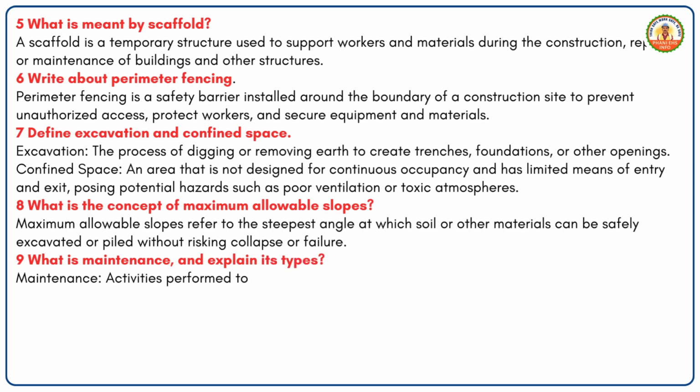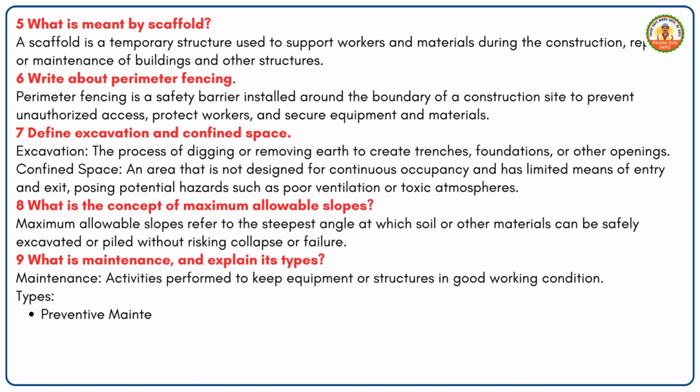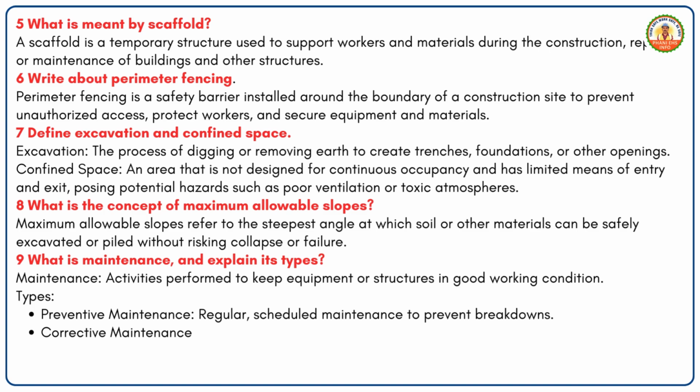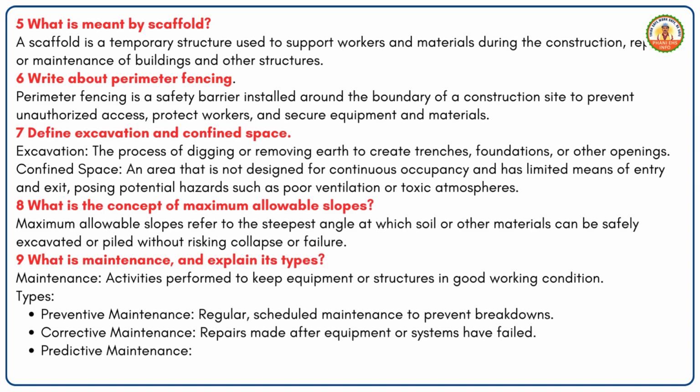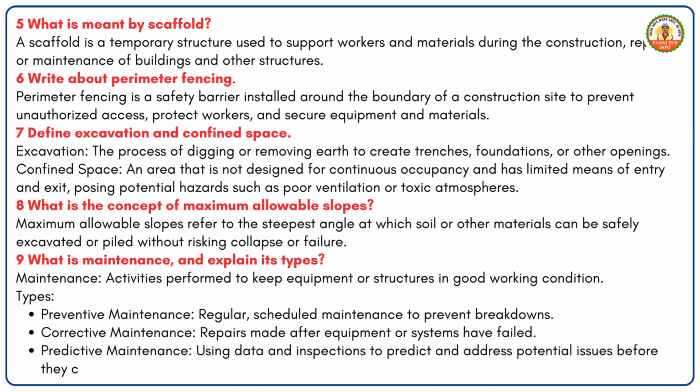Maintenance: activities performed to keep equipment or structures in good working condition. Types. Preventive maintenance: regular, scheduled maintenance to prevent breakdowns. Corrective maintenance: repairs made after equipment or systems have failed. Predictive maintenance: using data and inspections to predict and address potential issues before they cause failures.